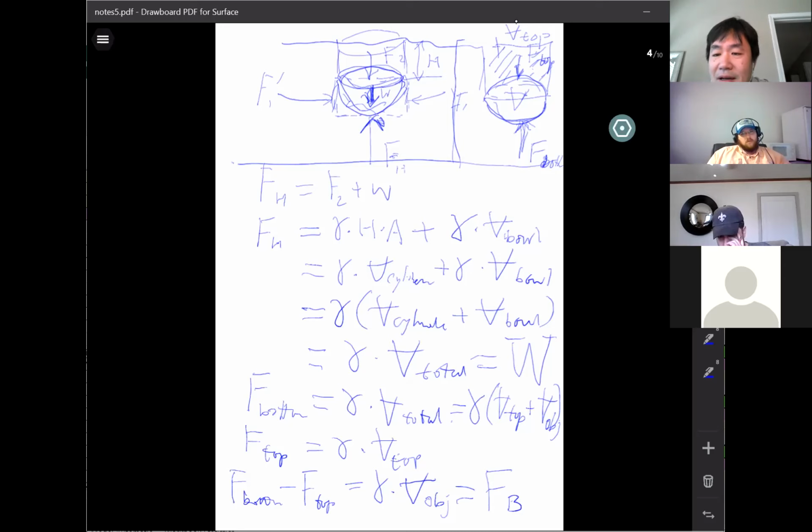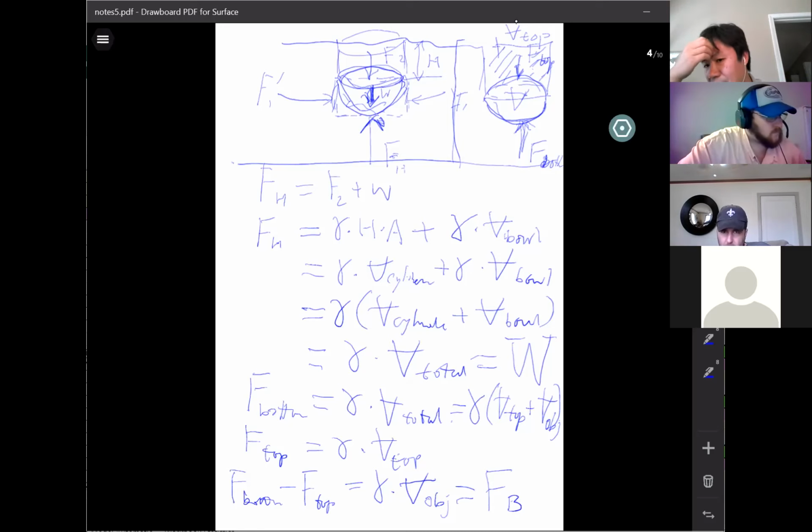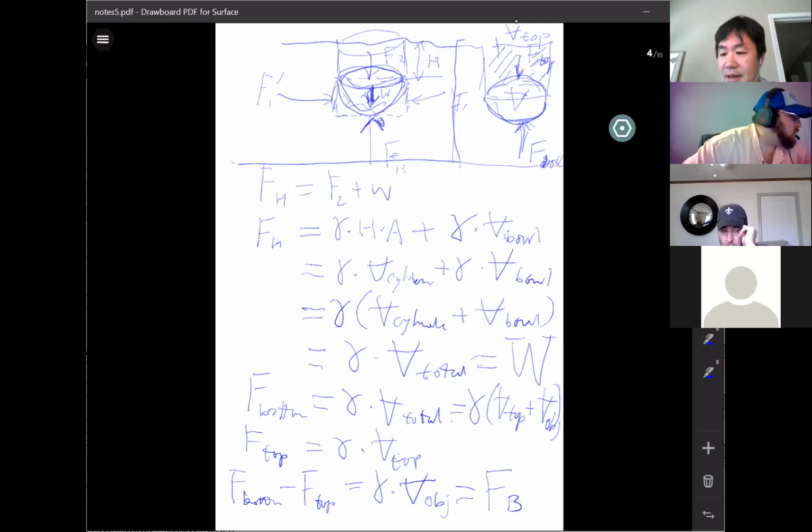Because if there's a body, there's a volume, then there's always a bottom surface and always a top surface. Bottom surface will always have higher force than top surface. It always will give you a buoyancy force going upward. Okay, that's the true mechanism of buoyancy. I don't think in high school physics we taught it like this, but that's the real reason.